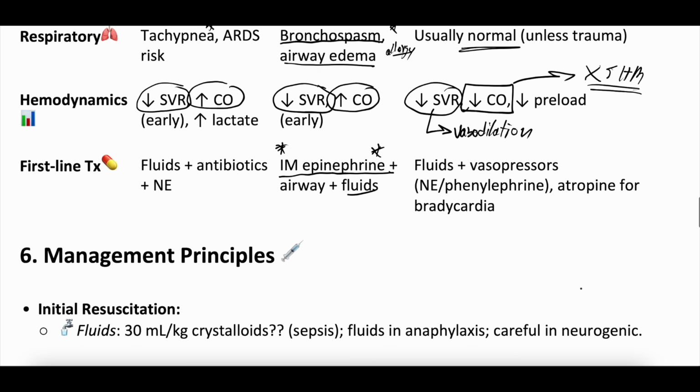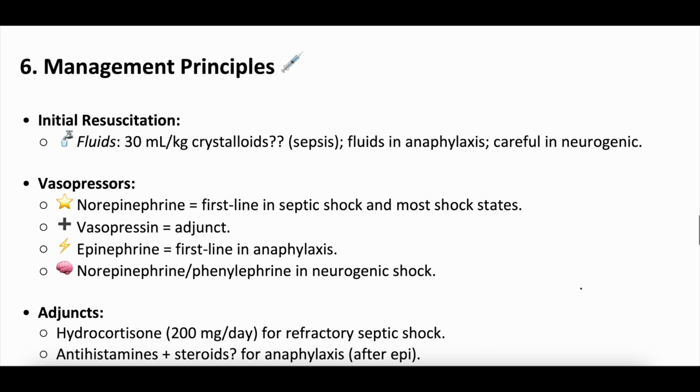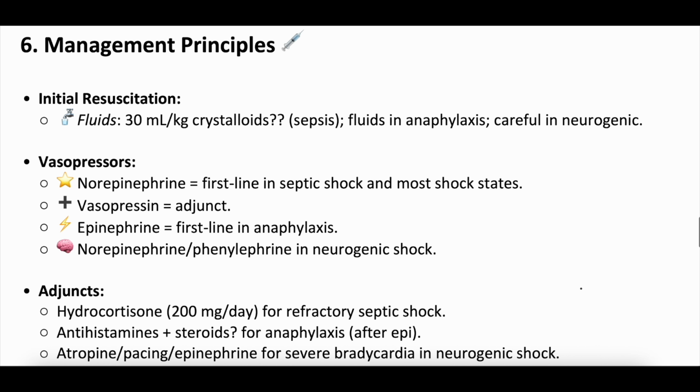All right, we're getting closer to the end. So management principles, we've kind of touched on above, but we just wanted to reinforce the point. So initial resuscitation of distributive shock states usually includes some degree of fluids, right? There's lots of discussion and debate about 30 cc's per kg in septic shock, and we're just going to leave that one as is, but that is a recommendation by the SEP-1 criteria and all that kind of stuff.